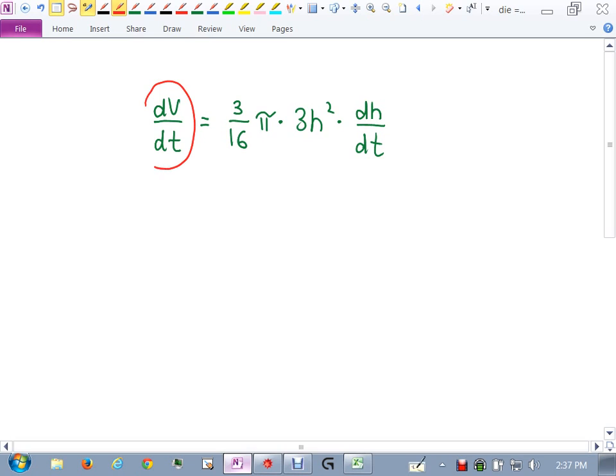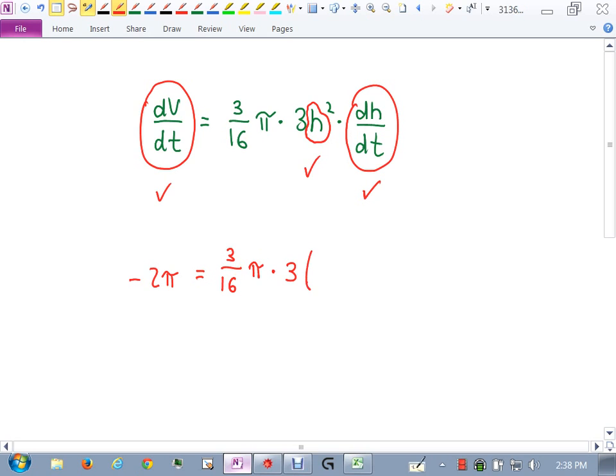Do you know dV/dt? Yes, that's 2 pi, isn't it? Or negative 2 pi. Do you know what h is in this particular problem now that you can fix things in time? Yes, it was 3, wasn't it? Do you know dh/dt? No, but that's what we want, right? The rate at which the height is changing. So plug and chug. Negative 2 pi. Oh, that was no pun intended, but that was pretty good. That's good. I like that. I really like that. All right. What was h? 3, right? So 3 squared. Plug and chug. That's great.